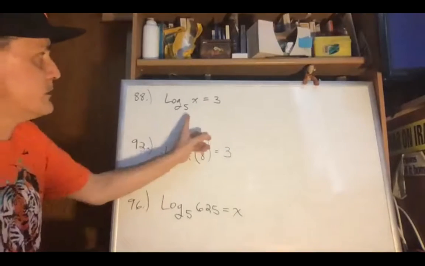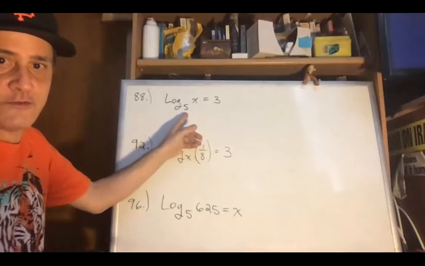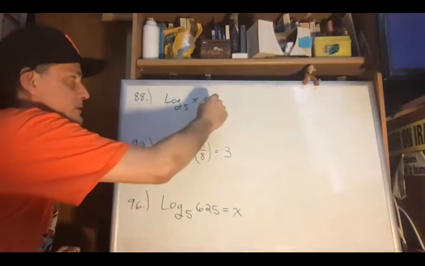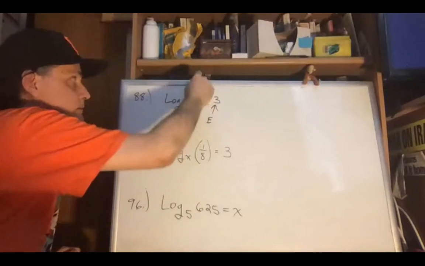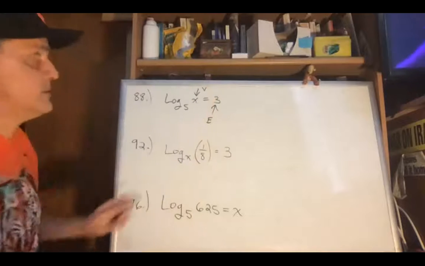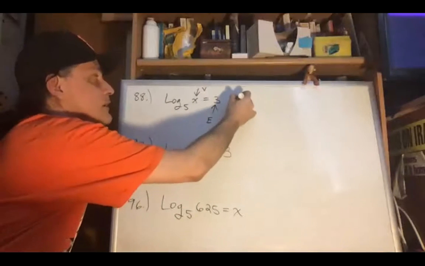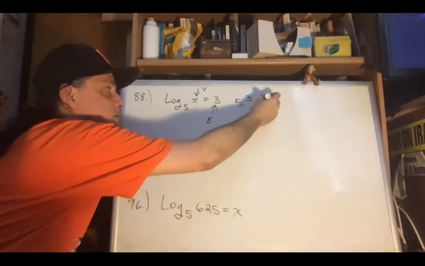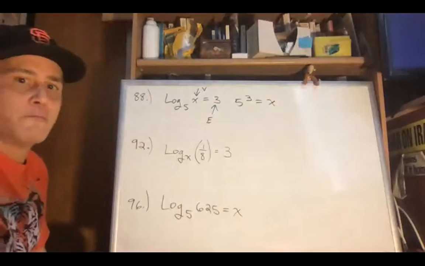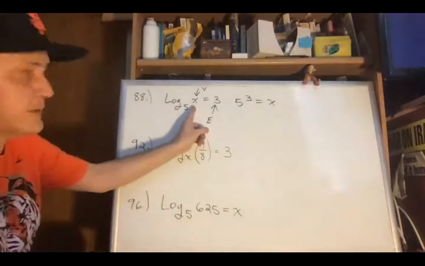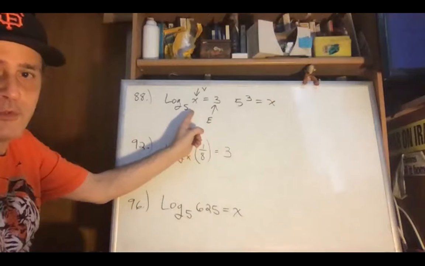So with this one, we can just switch it to the exponential, right? So when the log equals the exponent, and the value is x, so 5 to the third power is the value. Now again, if you can interpret the log expression, you can do it that way too.